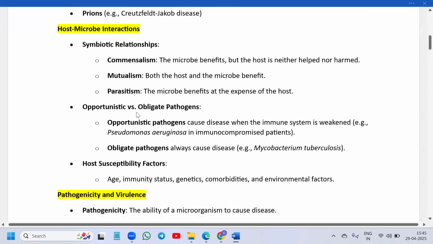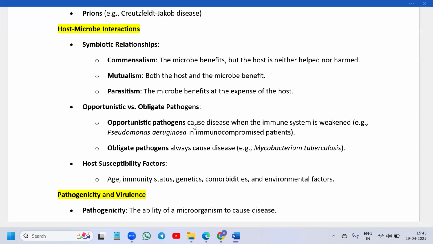Next is opportunistic versus obligate pathogens. What is an opportunistic pathogen? For example, in HIV infection, the immunity of the host is decreased, so the immune system is weakened. Due to the weakened immune system, if some pathogen gets multiplied and causes disease, that is what is called an opportunistic pathogen. So opportunistic pathogens will cause disease when the immune system is weakened, right? For example, in immunocompromised patients, Pseudomonas is going to cause disease.